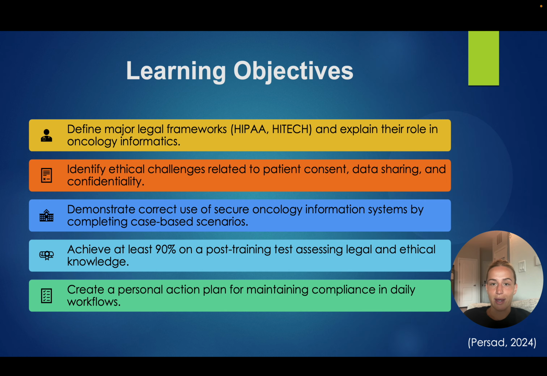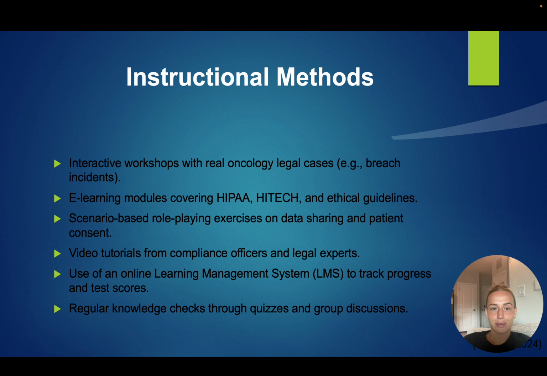By the end of the training, staff will clearly understand key legal frameworks like HIPAA and their role in oncology informatics. They will learn how to recognize and resolve common ethical dilemmas, such as patient data access or inappropriate data sharing. Staff will practice real-world scenarios through case-based exercises and pass a post-training test with a score of 90% or higher. Each participant will also draft a personal compliance plan to share with the team.